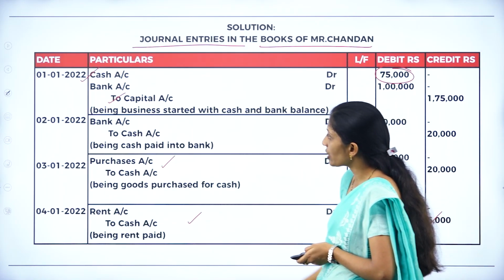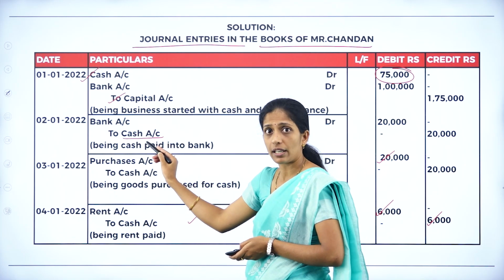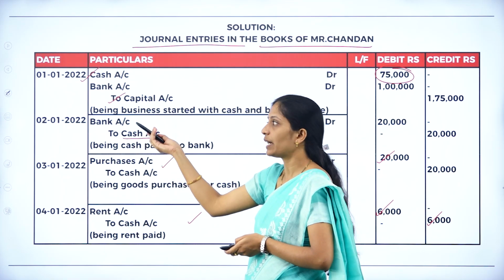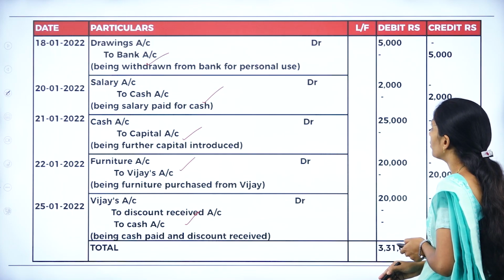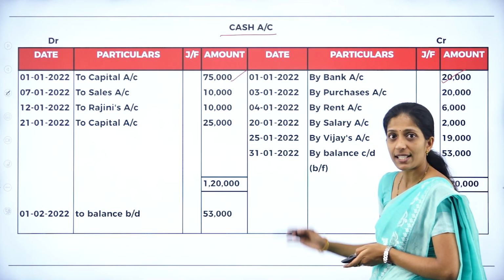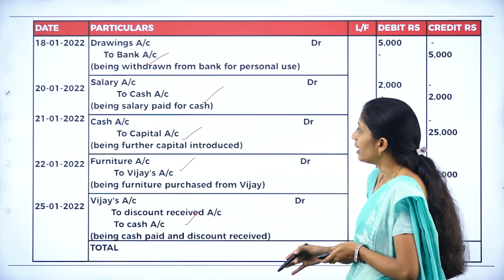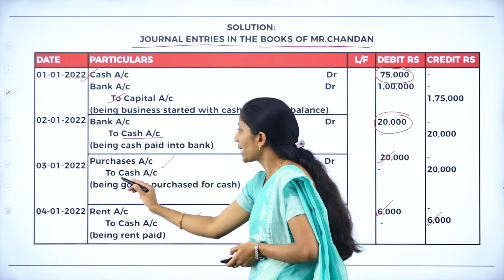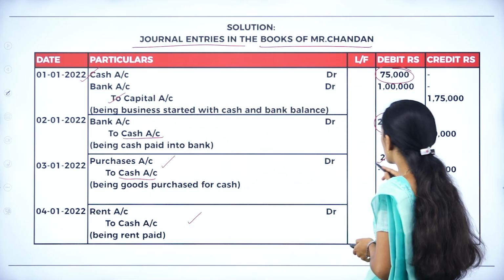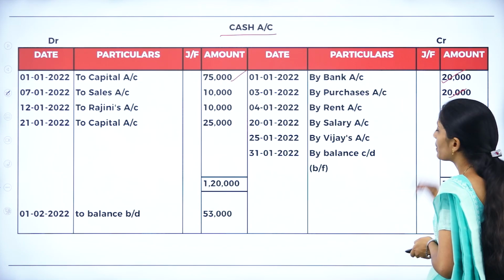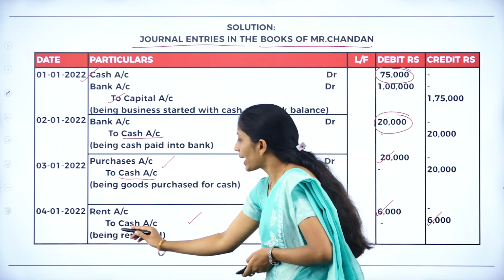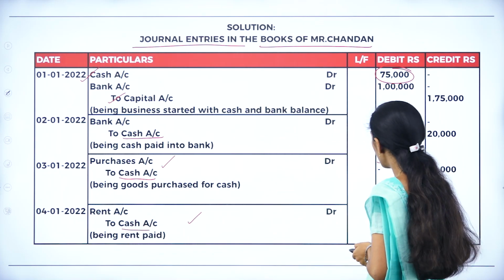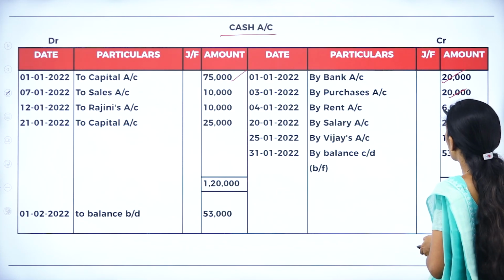Next, where do we have cash account? Here we have, it is credited, which has a corresponding entry debited bank. So how do you write? By bank 20,000, with the same date of the journal. Next one is purchase to cash. So how do you write? By purchase 20,000. Next we have rent to cash. So how do you write? By rent 6,000.